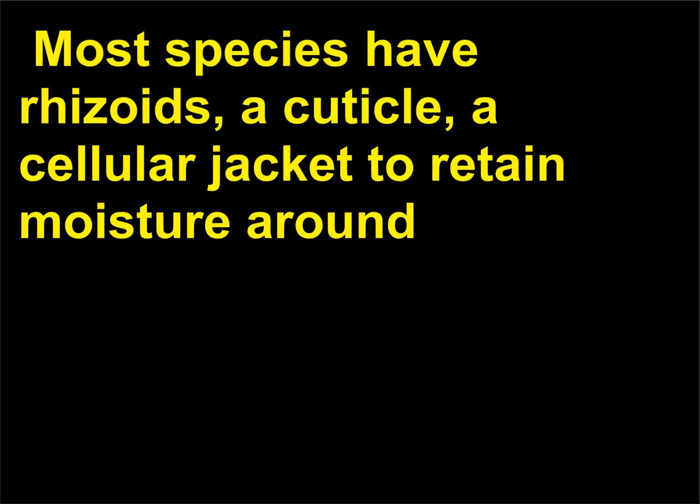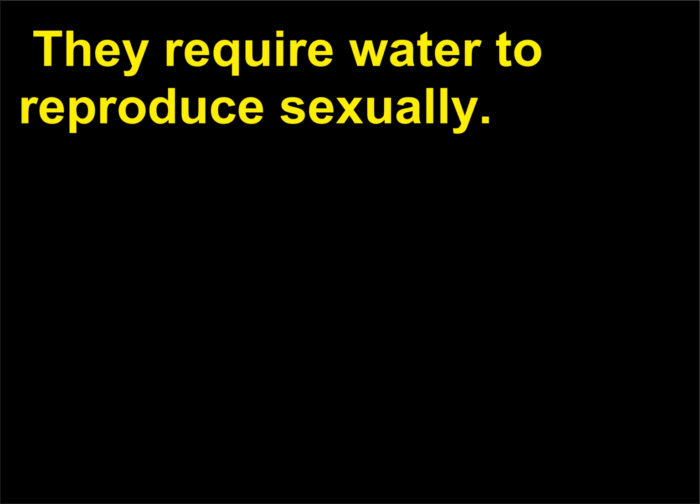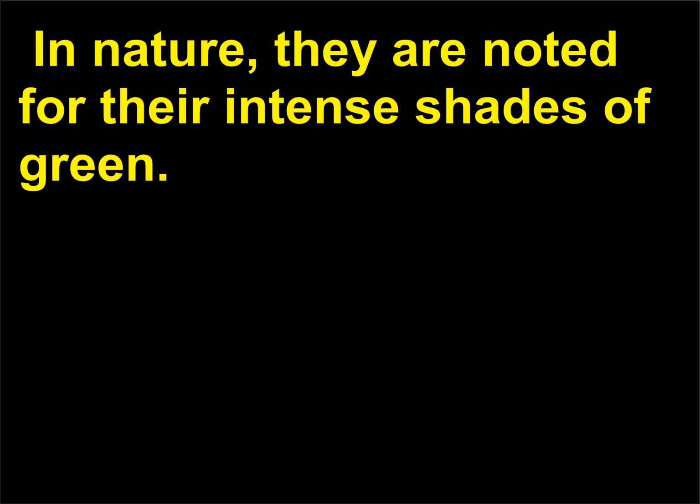Most species have rhizoids, a cuticle, a cellular jacket to retain moisture around sperm-producing and egg-producing structures, and large gametophytes that hold onto sporophytes. They require water to reproduce sexually. In nature, they are noted for their intense shades of green.